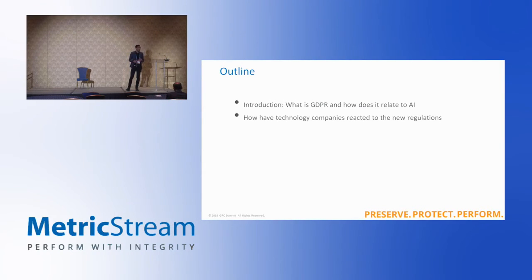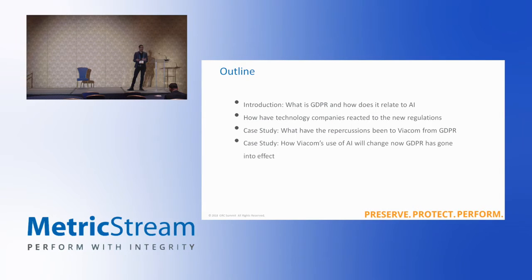And then I'm going to go over exactly how technical companies have changed the way that they present their data in response to GDPR. And then I'm going to use Viacom as a case study. So what have we done personally at Viacom to be GDPR compliant, and how has that affected the way that we use AI now at Viacom?